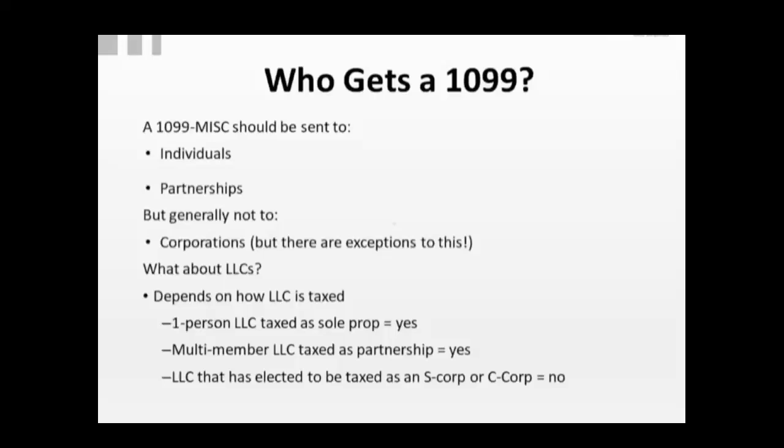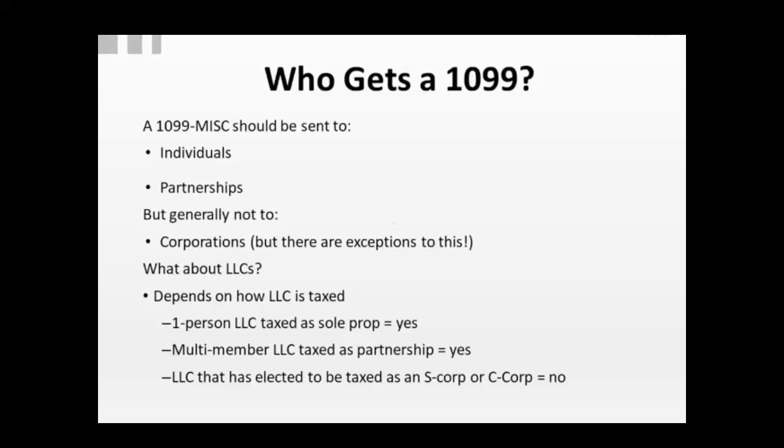And tax law says that LLCs get what's called default treatment under the tax law. So a one-person LLC, by default, is taxed as a sole proprietorship. So they would fall up here under the individual bucket. A multi-member LLC, and what that just means is that there's more than one owner, by default, is taxed as a partnership. So that type of LLC comes up here under the partnership bucket and would need a 1099. An LLC, though, of any size can elect to be taxed as a corporation. And in that case, they would fall under the corporate rules.